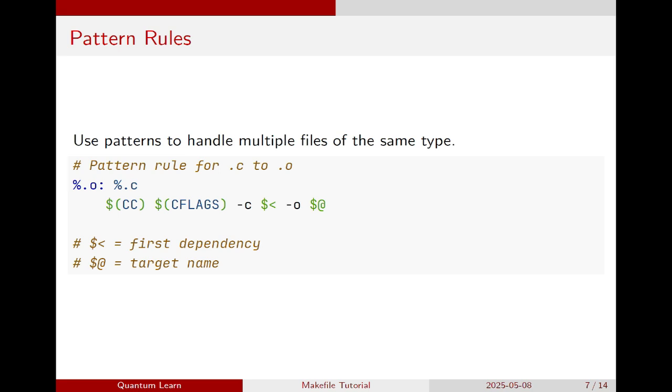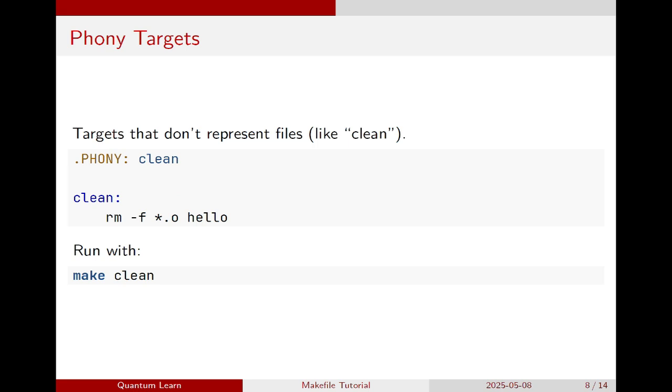Here we are using some automatic variables in this rule. One of the automatic variables is dollar with a less than sign. This means it is the first dependency in the dependency list. And dollar at is the target name, so dollar at will be replaced by the target name. For example, if this is hello.o and this is hello.c, the first dependency will be hello.c and the -o target will be replaced by hello.o. So this is an example of pattern rules.